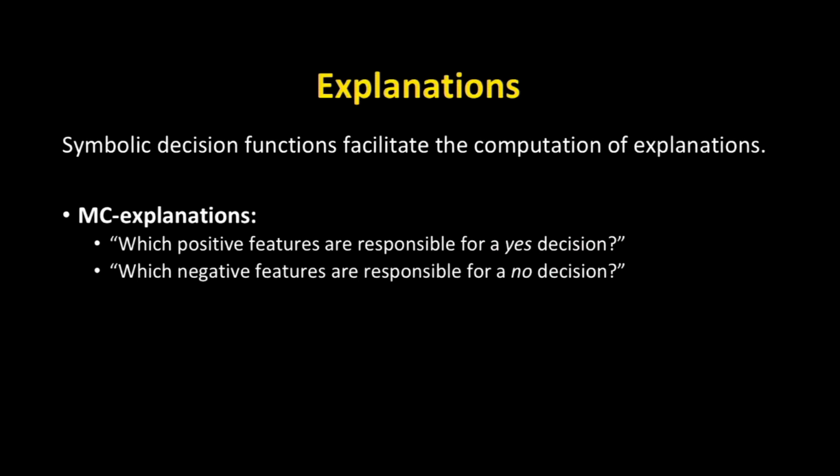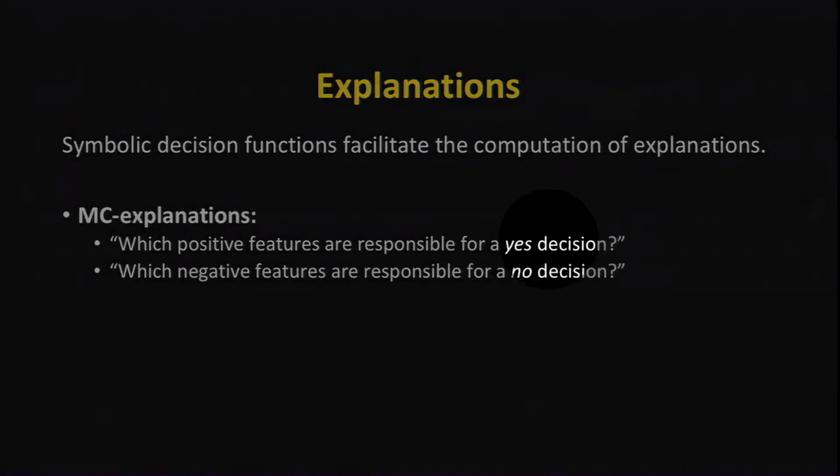Okay, so we look at two types of explanations. The first type is called an MC explanation. MC stands for minimum cardinality. You're going to see later where the name comes from. But the idea is this. You have a classifier, and it did classify an instance as yes, right? And let's assume in this case, for simplicity, that features are either positive or negative. And even more so, that positive features push towards a yes decision, and negative features push towards a negative decision.